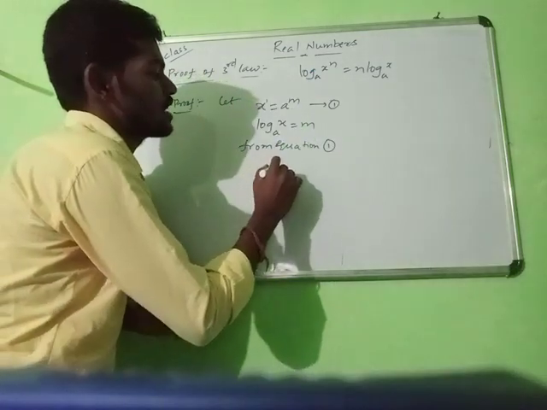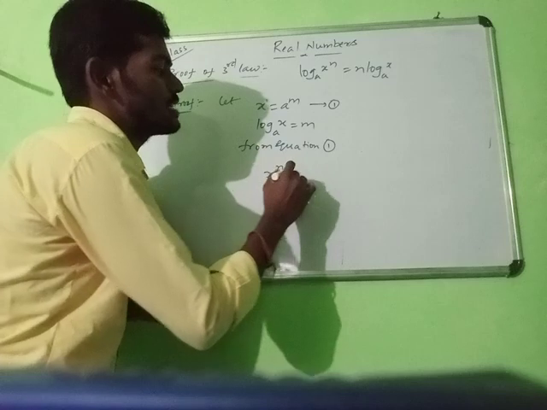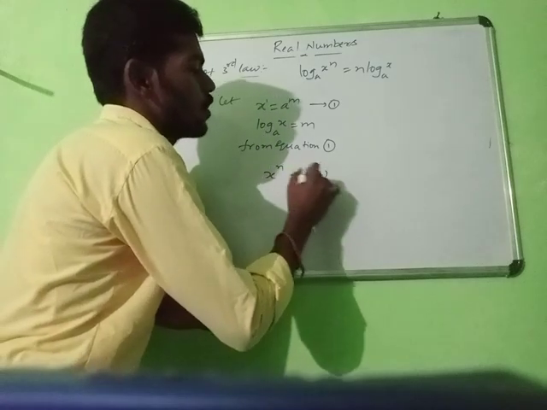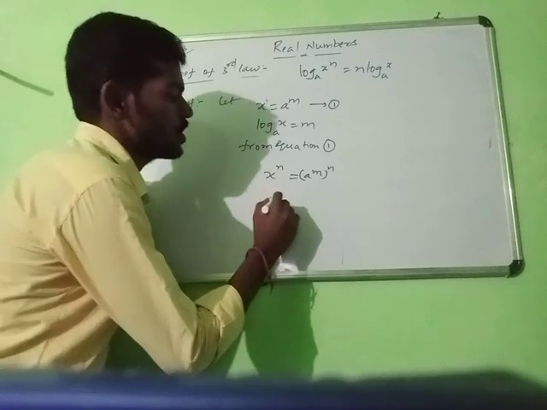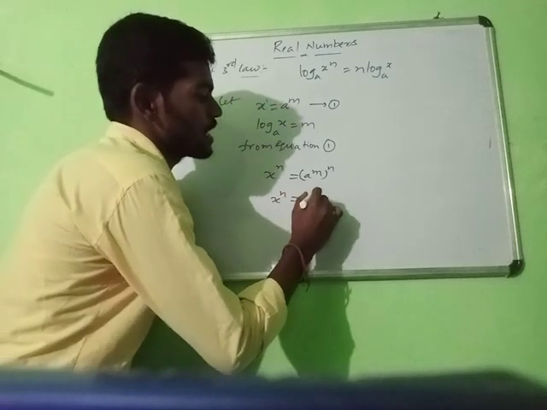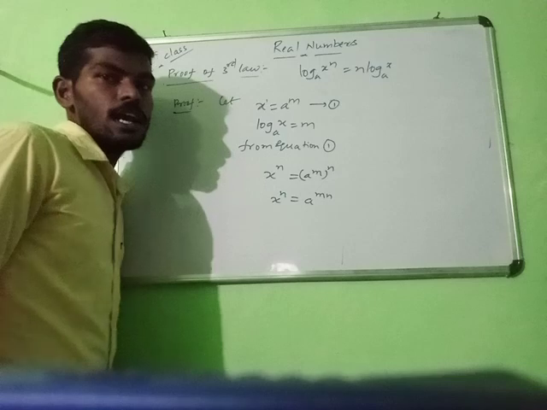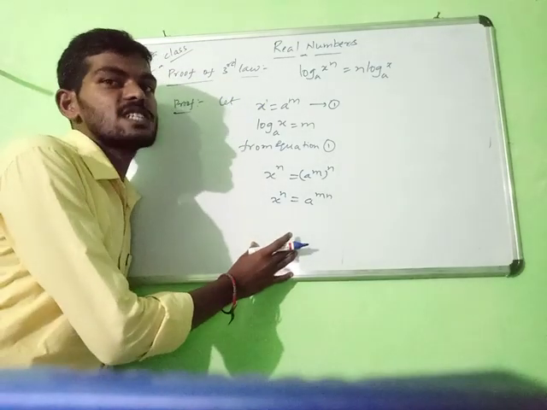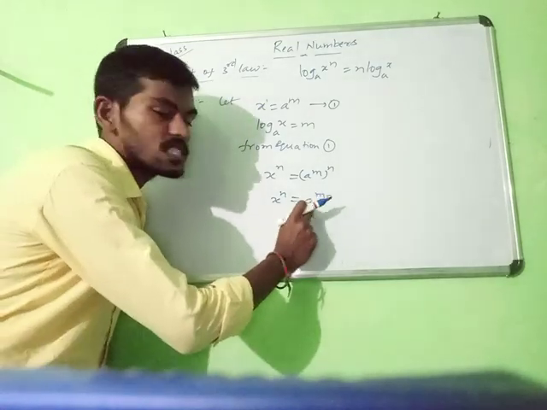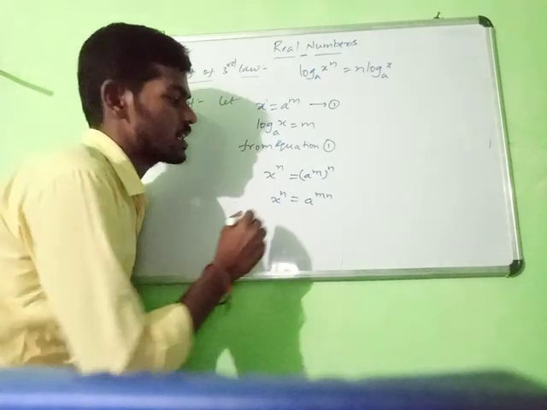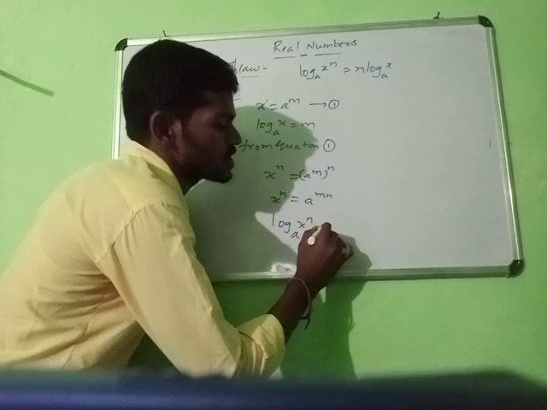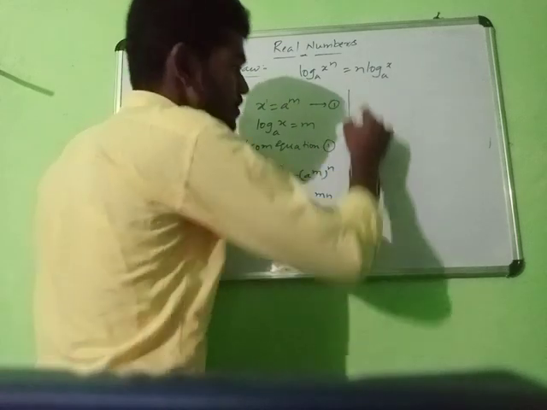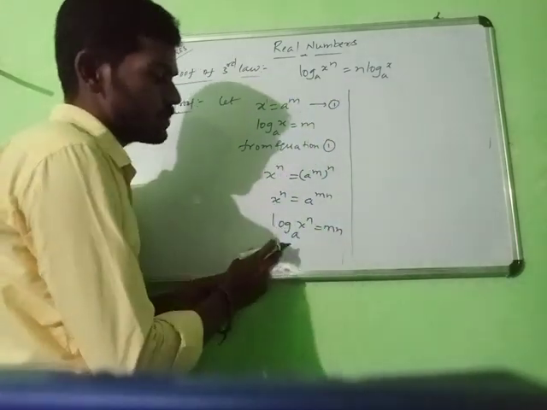x power 1 is there here. So x power n is equal to a power m whole power n. So x power n is equal to a power mn. Now this is exponential form. Convert this one into logarithmic form. The base comes to the left side, so log of x power n base a is equal to m into n.